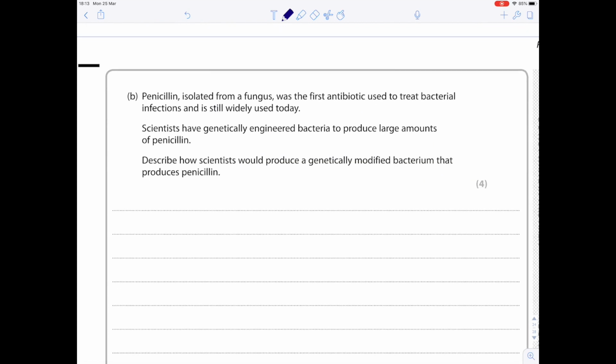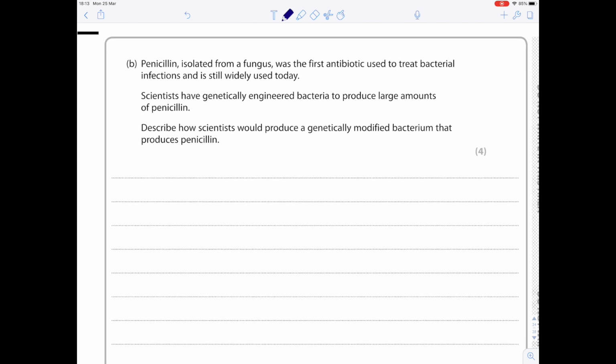B. Penicillin, isolated from a fungus, was the first antibiotic used to treat bacterial infections and is still widely used today. Scientists have genetically engineered bacteria to produce large amounts of penicillin. Describe how scientists would produce a genetically modified bacterium that produces penicillin. This is an answer that needs rote learning. You need to specify all the special enzymes which are involved and basically list a load of very key steps which are jam-packed full of scientific terms.